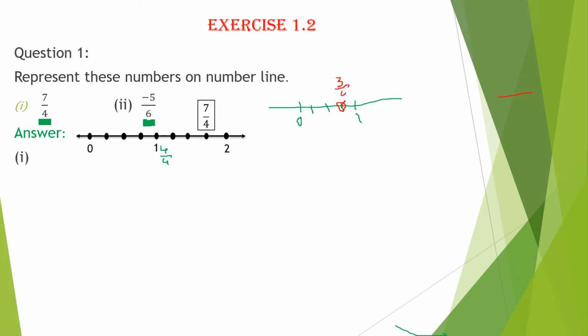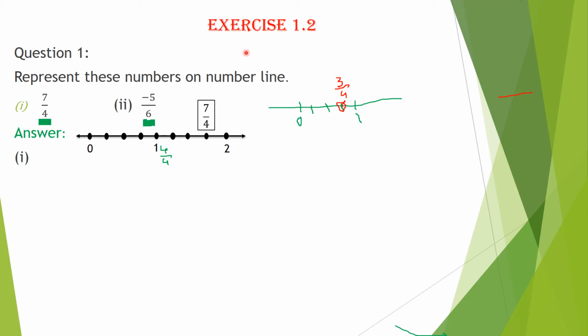This way you will be doing it. Okay. Let's move to the second part that says minus 5 upon 6. As it is negative, it would be on the left side of 0. And you have to take 6 parts between any two numbers. And it will surely be between 0 and 1 because it is a proper fraction.